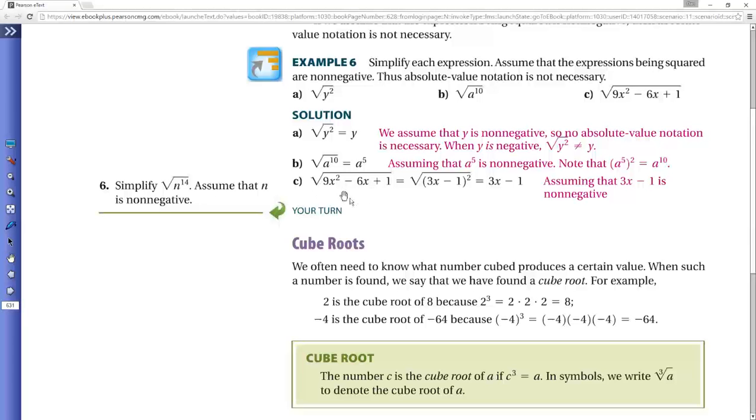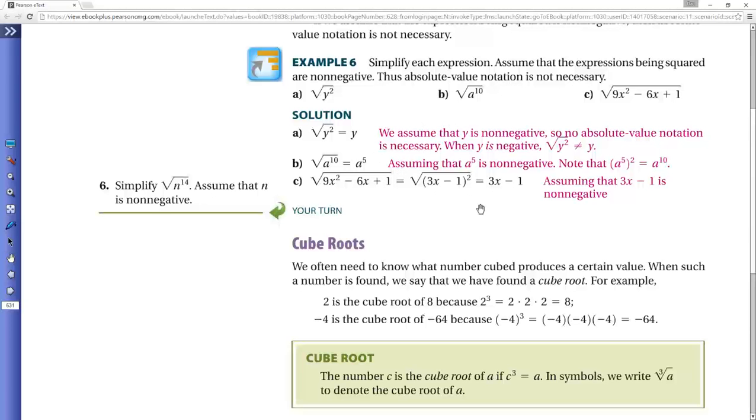If not, you can still use anti-FOIL. It just takes more time. But now I have the square root of something squared. Now we're talking about what they gave us for rules here. So I can take the part that's squared and take it out, and I end up with just 3x minus 1. And again, they say assuming that 3x minus 1 is positive. It doesn't end up to be negative. That's the assumption going on here.